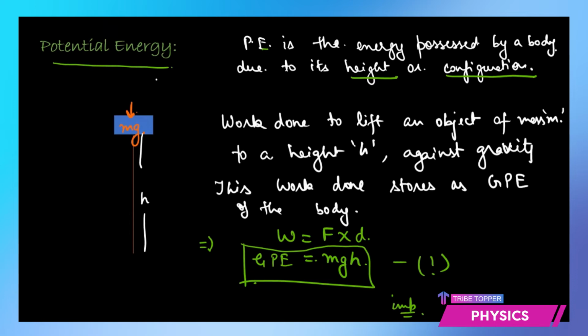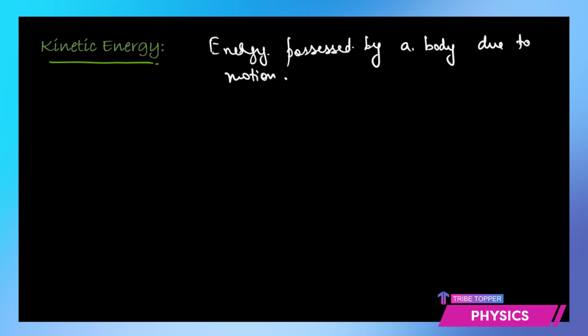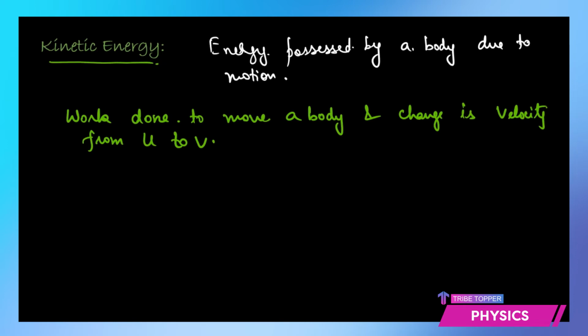The next thing you need to know is kinetic energy. Now, what is kinetic energy? That is basically the energy possessed by a body due to motion, right? Whenever we have a moving body, it possesses some energy. That energy is kinetic energy. Now, again, we have to find the kinetic energy from the work done. We'll say the work done to change the speed or velocity of a body from u to v will give us the kinetic energy. So let's find out how we are going to find the work done to move a body and change its velocity from u to v.